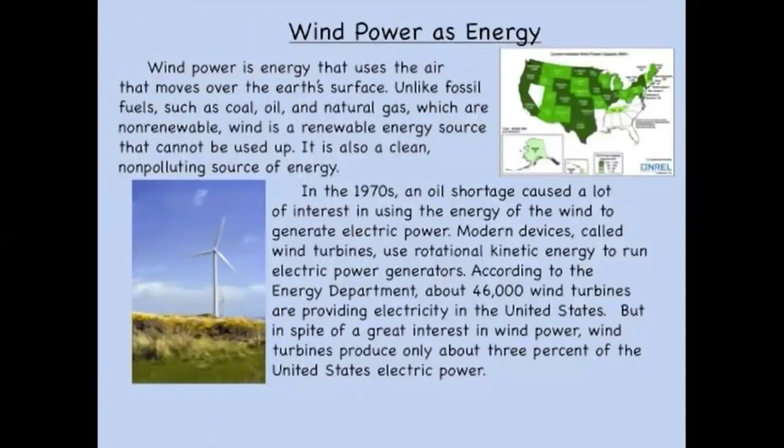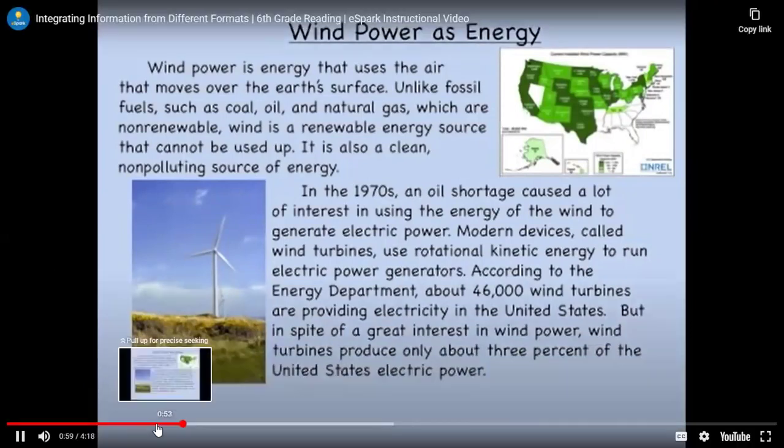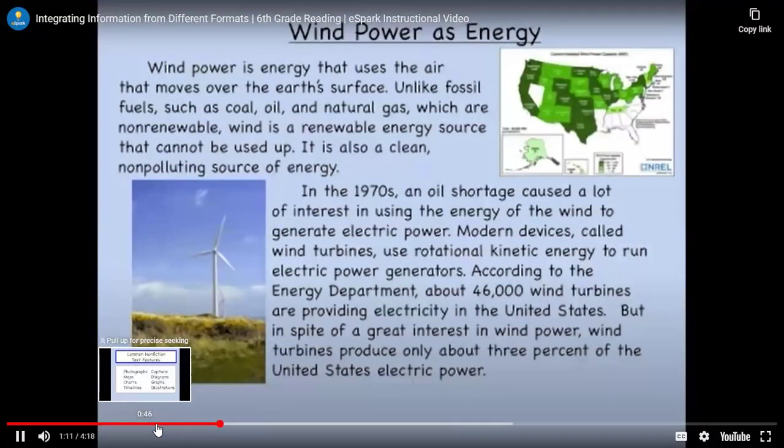Let's take a look at an article about wind power. This article is paired with different nonfiction text features to help us understand the topic. At first glance, I see that there is a piece of text, a photograph, and a map. The map and photograph are going to give me more information about what the article is about. Let's zoom in to the first part of the article. Follow along as I read.